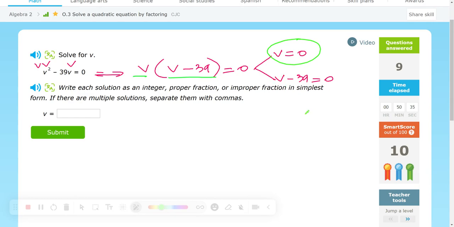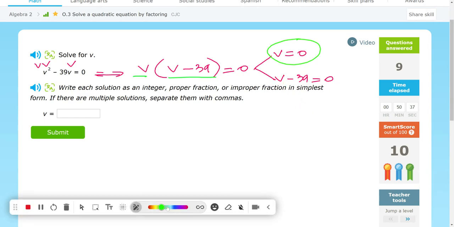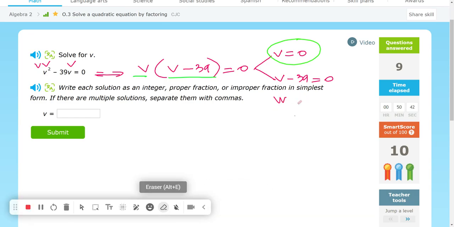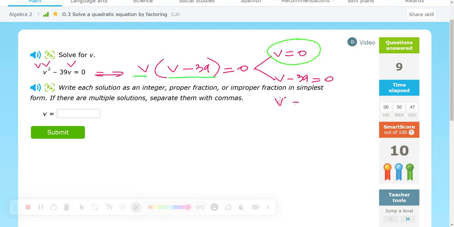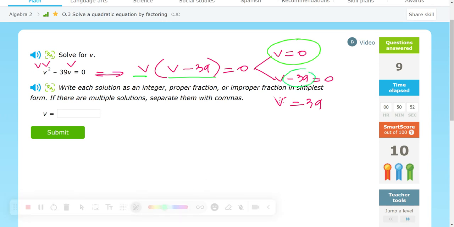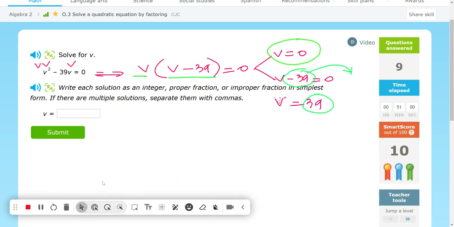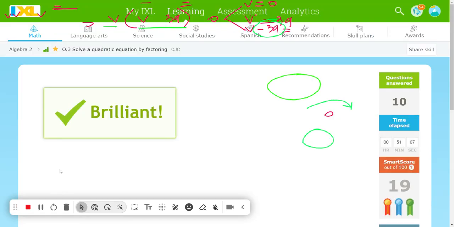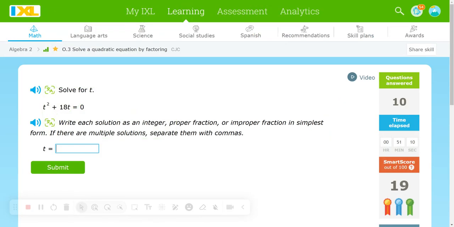Now you solve for V on the second equation. So V equals 39. Very simple, you guys. Negative 39 on the left side, so when you move to the right side, it becomes positive 39. So you got two answers. I put in the box 0, comma, 39. Submit, and I'm done. So I can move on to the next level.